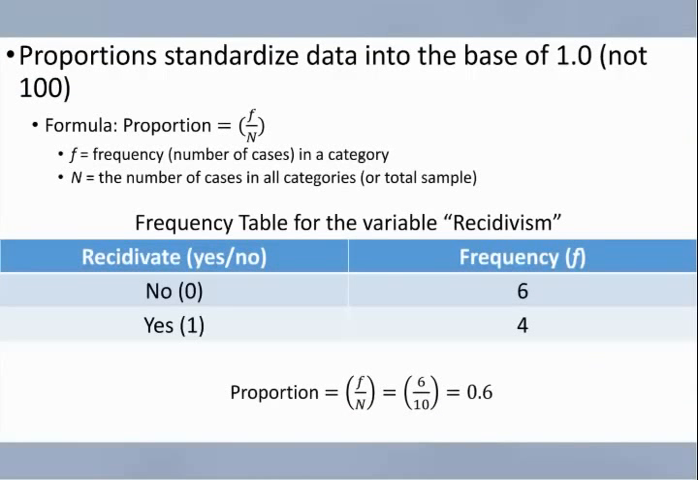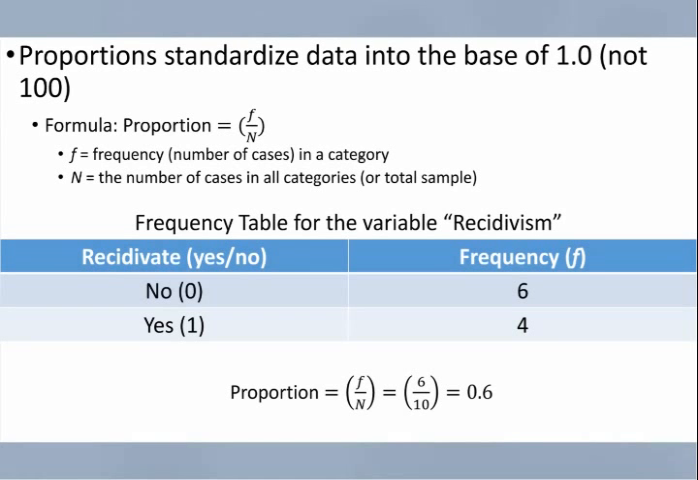Proportions are nearly identical to percentages. The only difference is it standardizes data into a base of 1 instead of 100. So we don't multiply proportions by 100, we just leave it with the first little equation there. And so instead of 60%, we have 0.6, right? So our proportion is 0.6.